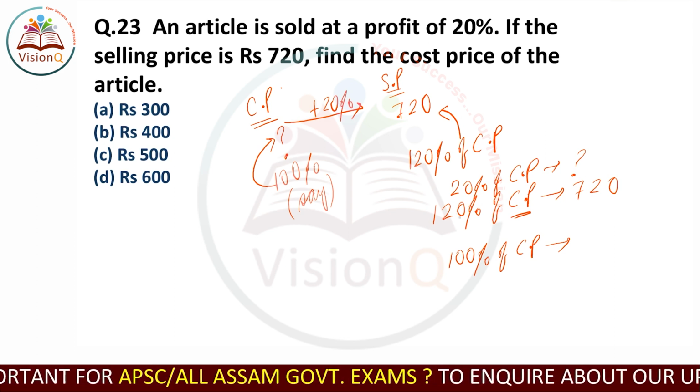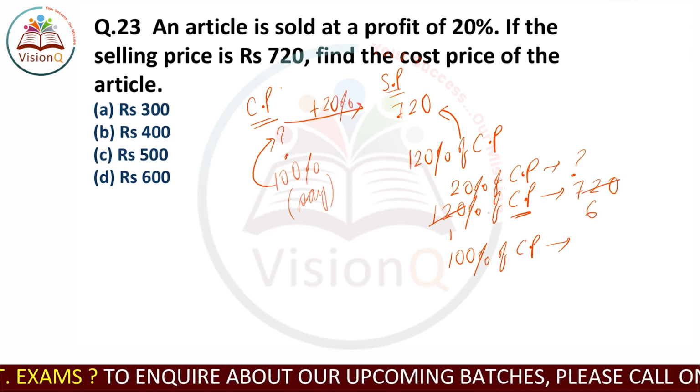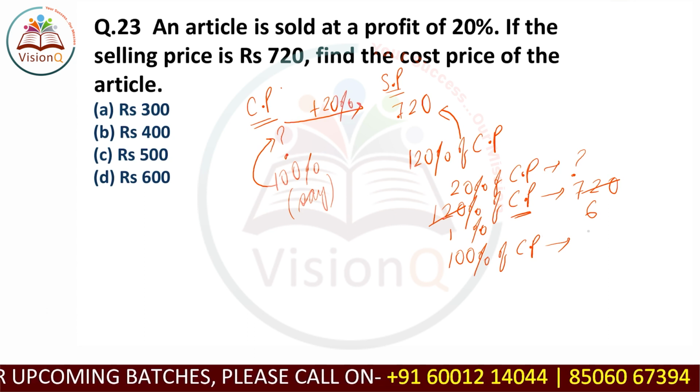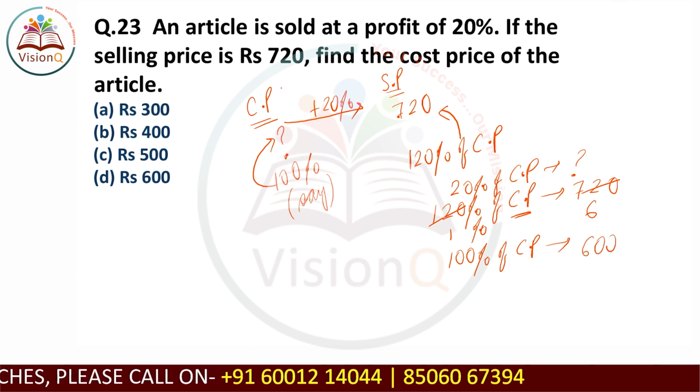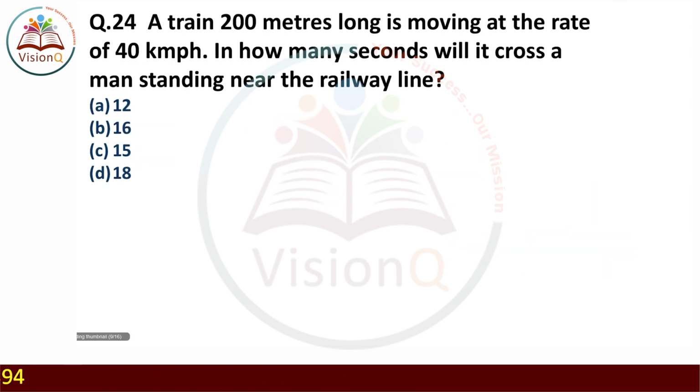So if 120% is 720, then 1% is 6. If 1% is 6, then 100% is 6 into 100, which is rupees 600. So the answer of this question number 23 is option D. Let us move to the next question, question number 24.